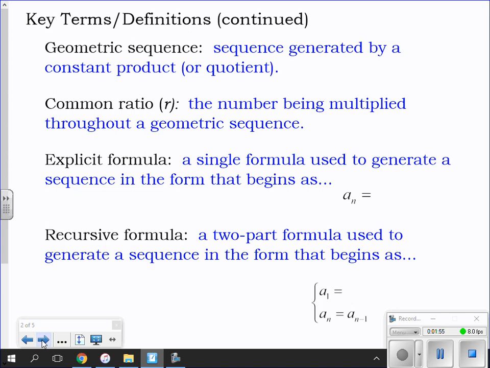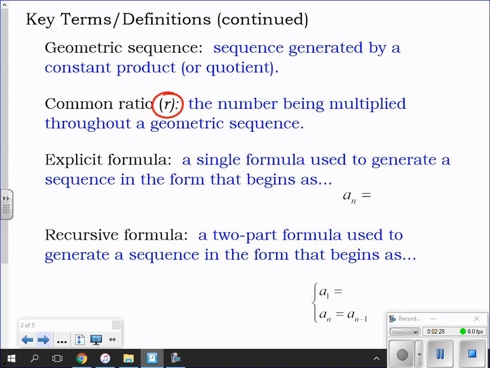Geometric sequences are ones made by multiplying by the same number each time or dividing. Once again, we don't like to think about it as dividing. We think about it as multiplying by a fraction. So instead of dividing by 2, you want to think about it as multiplying by 1/2. The common ratio is what we're multiplying by each time, and that common ratio is R. We use D for difference, R for ratio. D is for arithmetic. R is for geometric.